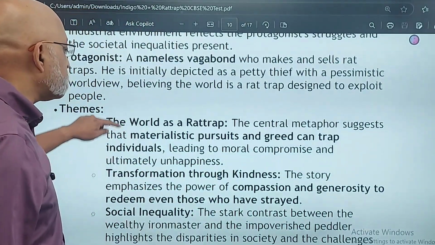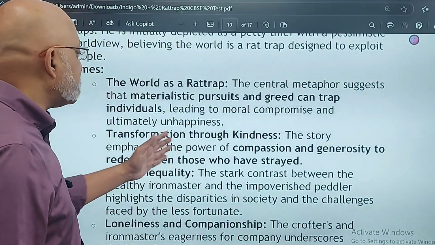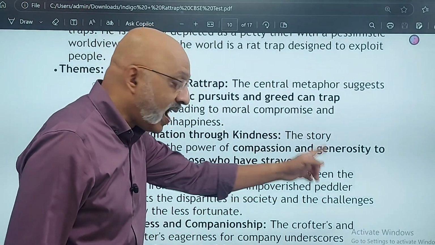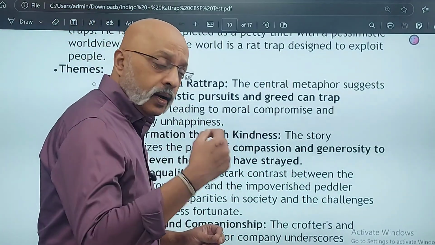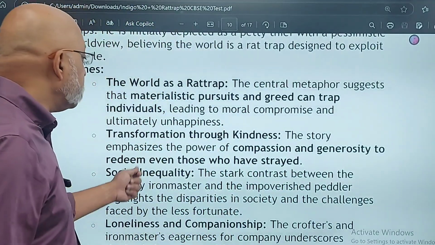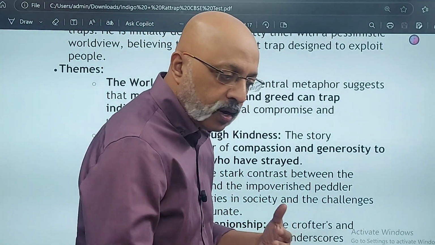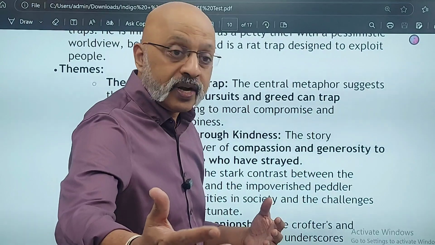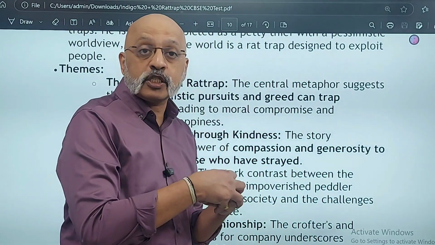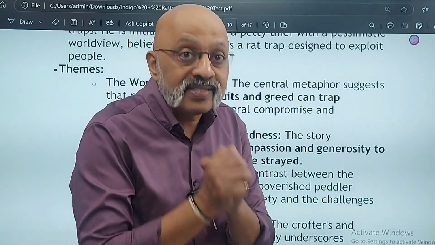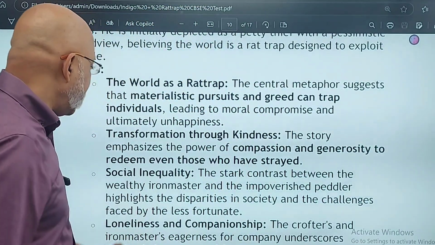The second theme is transformation through kindness, extremely important. The story emphasizes the power of compassion and generosity, which comes through the character of Edla, to redeem even those who have strayed. Redeem means, the vagabond is someone who has strayed from the path of goodness, but she manages to bring him back. The transformation that takes place towards the end of the story is the significant part, and it takes place through the virtue of kindness.